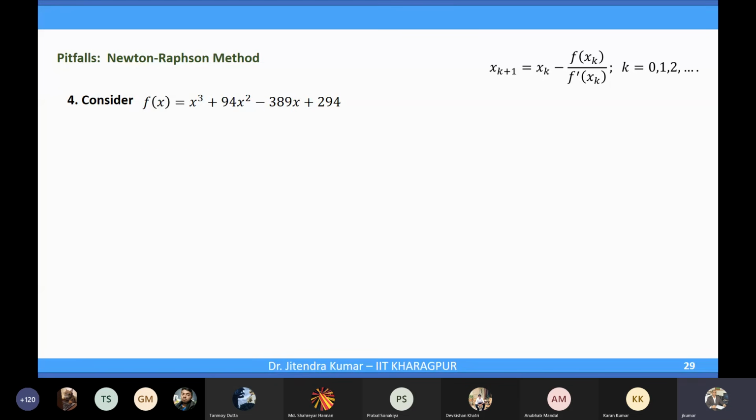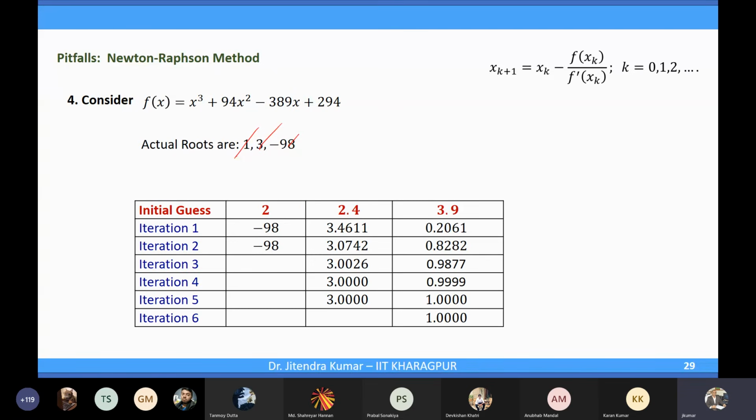For instance, here is one more example of a similar situation. Your roots are 1, 3 and 9 minus 98. You start with an initial guess 2. What you will observe out of these iterations is that you are converging to minus 98 immediately, and that is this root. You deviate a bit, 2.4, and you are converging to this 3. If you take 3.9, which is close to 3, right? 3.9 is close to 3, but you are converging to 1.